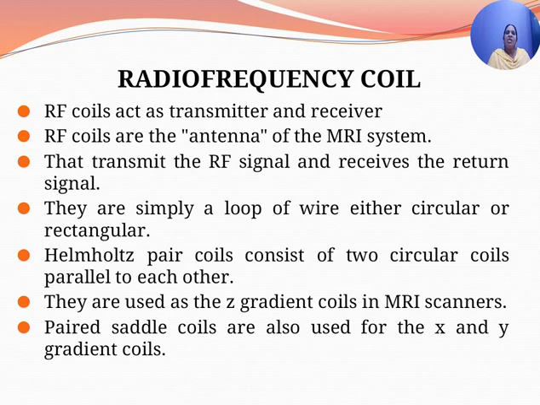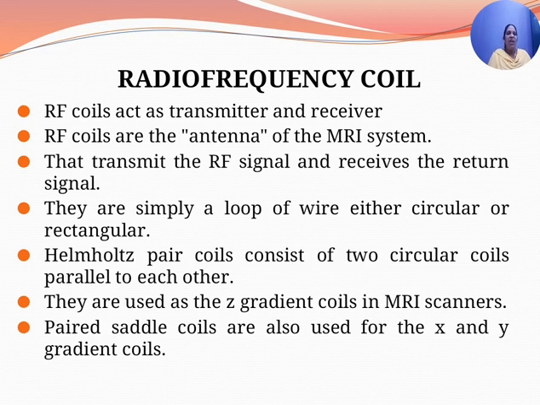A Helmholtz pair consists of two circular coils parallel to each other. They are used as Z gradient coils in MRI scanners. And we have paired saddle coils, which are used for the X and the Y gradient coils.